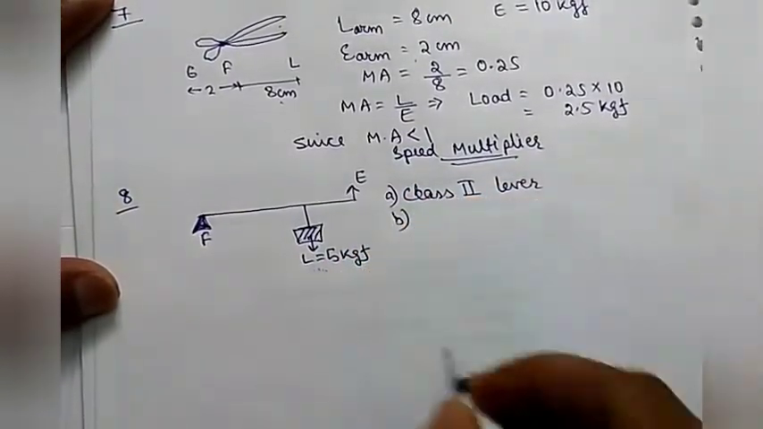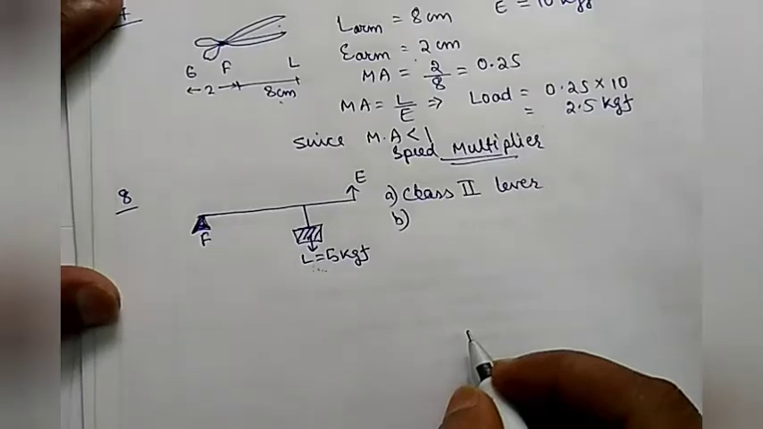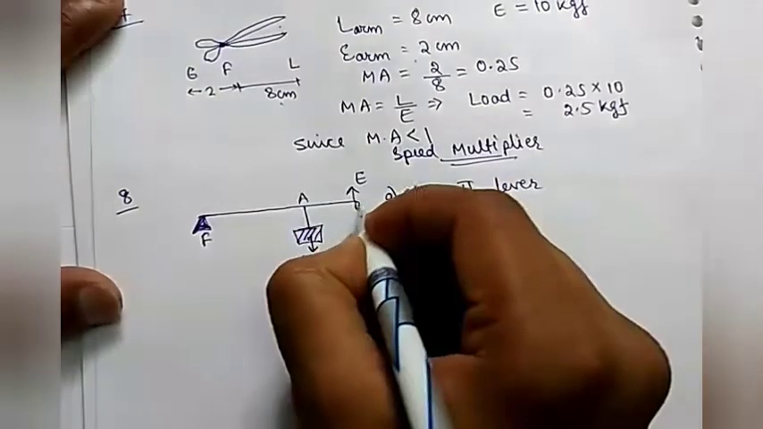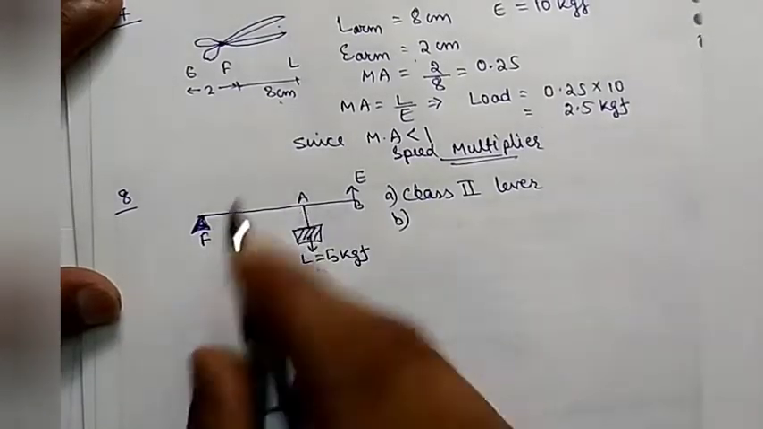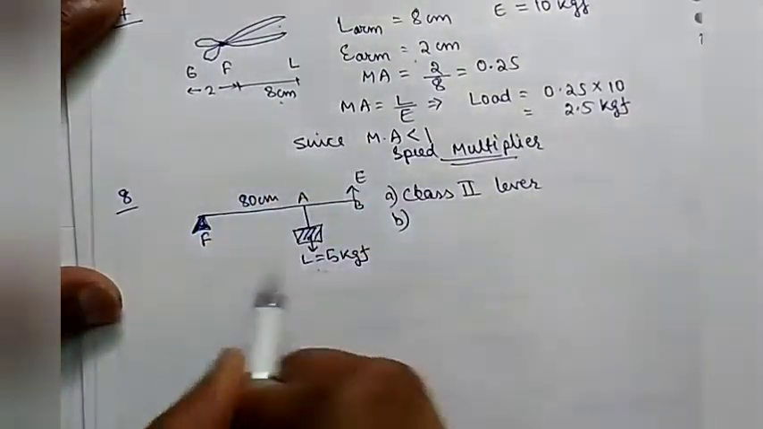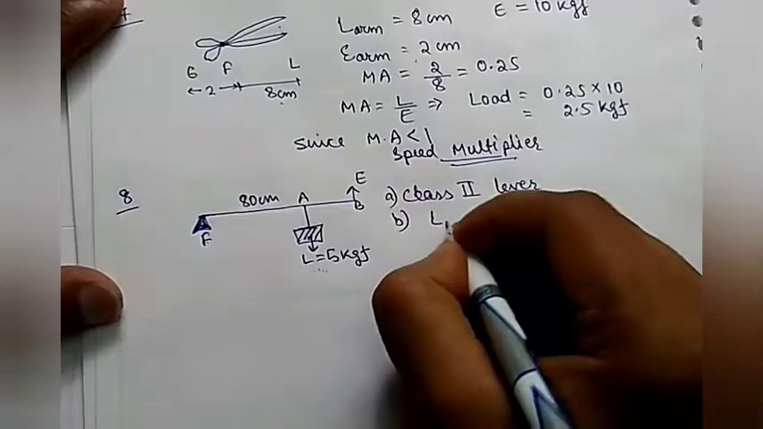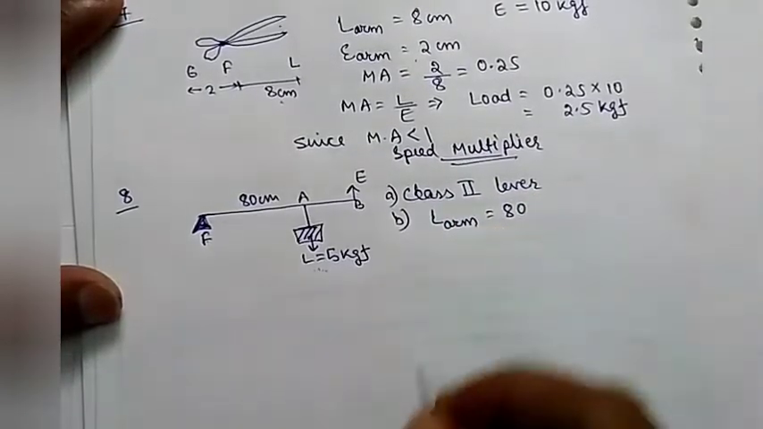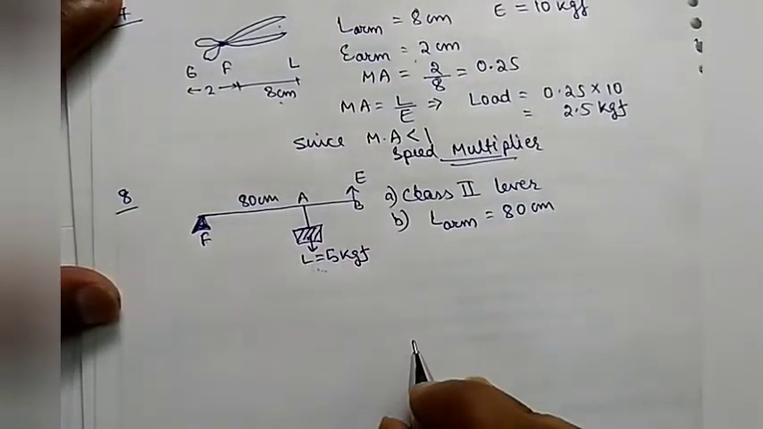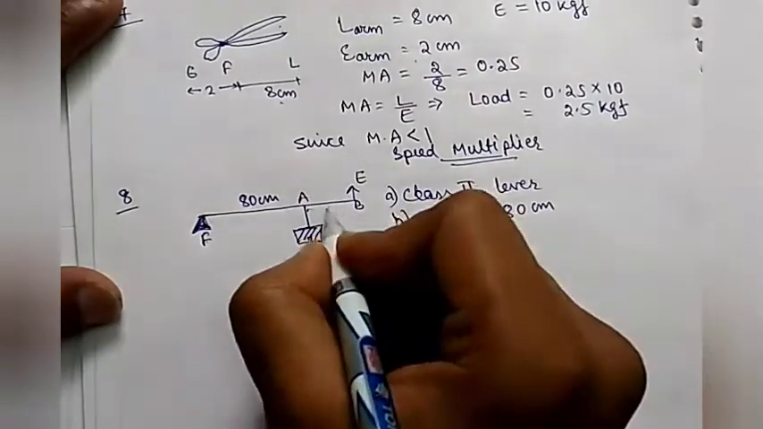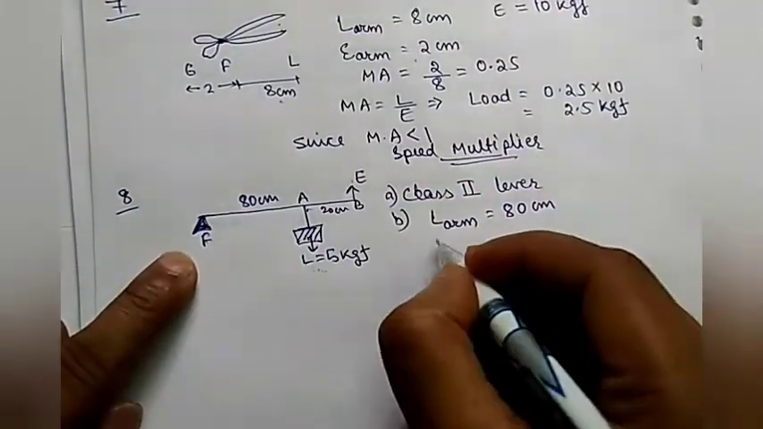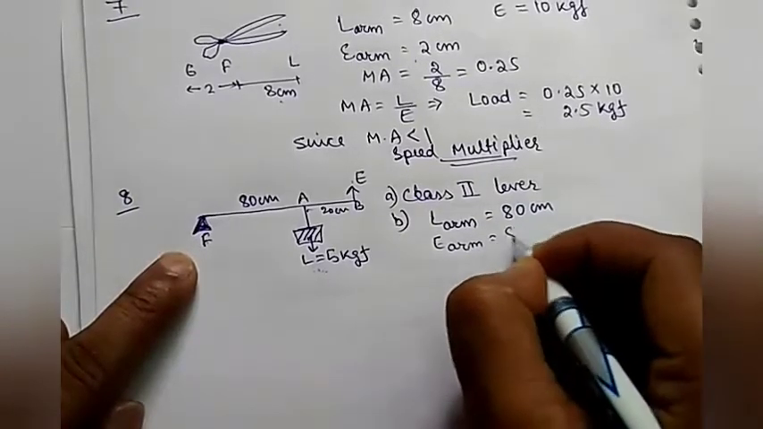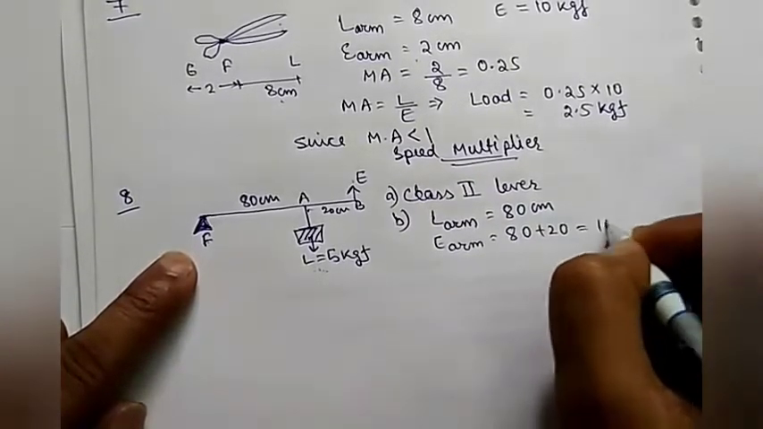Second part, if AF is equal to 80 centimeter, this is A, this is B, this is F. Okay, so AF is 80 centimeter. Distance between load and fulcrum. So load arm is equal to 80 centimeter. And AB is equal to 20. See, the total distance between fulcrum and the effort is equal to 80 plus 20, that is equal to 100 centimeter.